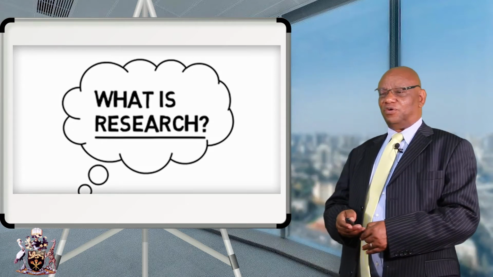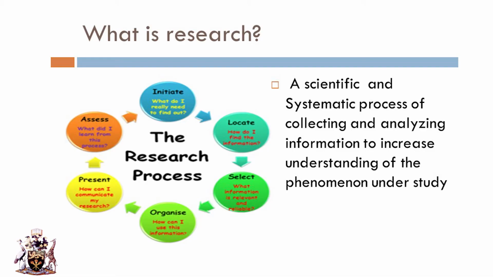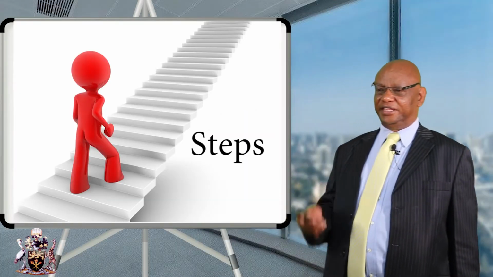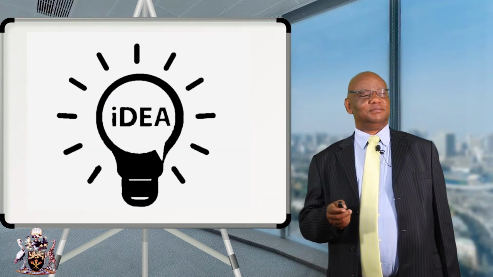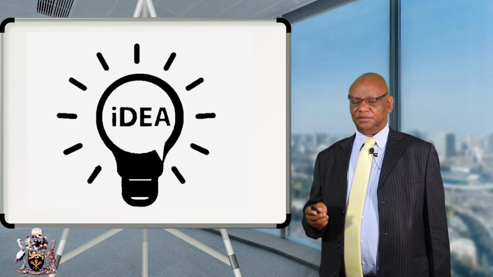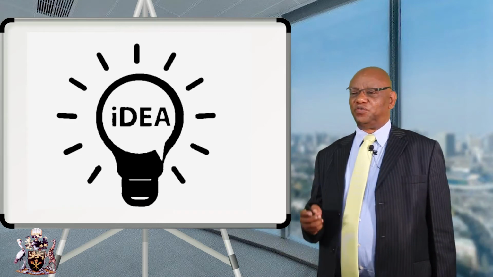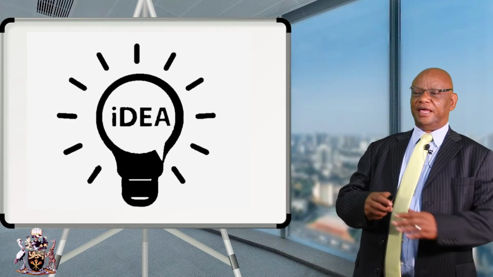But in terms of what we mean in our course, research itself is a process, a scientific process that involves collecting and analyzing information to increase the understanding of the phenomena that we are going to study. And it has several steps that we engage in. The first is when you have the idea. You must have an idea what you want to study. And this idea might be a problem you want to solve in the community or in any environment you find yourself.